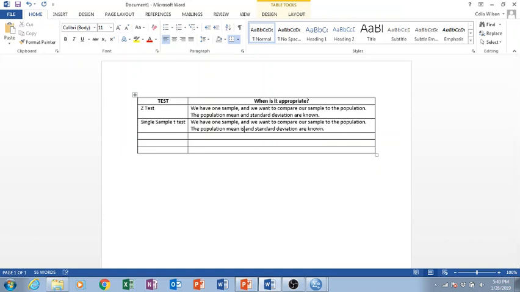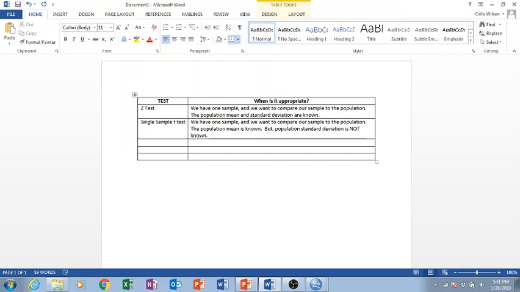Population mean is known, but population standard deviation, here's the change, is not known. So we have the population's mean, but we don't have the population standard deviation.